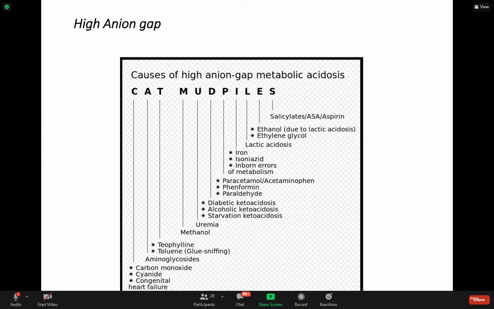اذا كان عندي هاي اناين جاب فهنا I should think of possibilities. مجموعه في mud piles والبعض added to them cat mud piles. So mud piles: methanol, uremia, diabetes, paraldehyde, isoniazid, lactic acidosis, ethanol, salicylate اللي هو الاسبرين, كات زي الكربون مونوكسيد, زي الامينو جلايكوسايدز, زي الثيوفيلين. لكن هذه ما هي يعني common causes. غالبيه causes هنا في المود بايلز.